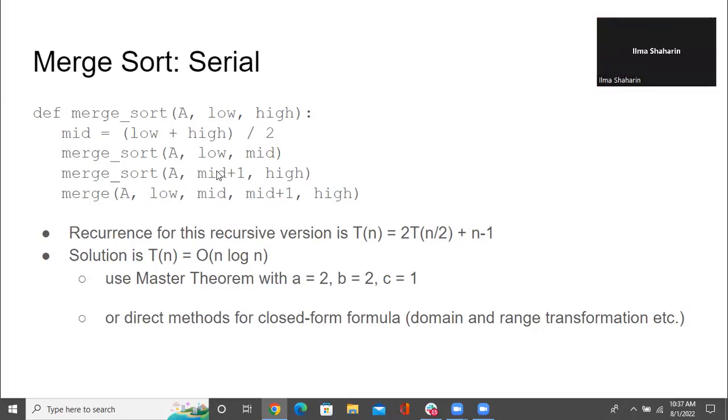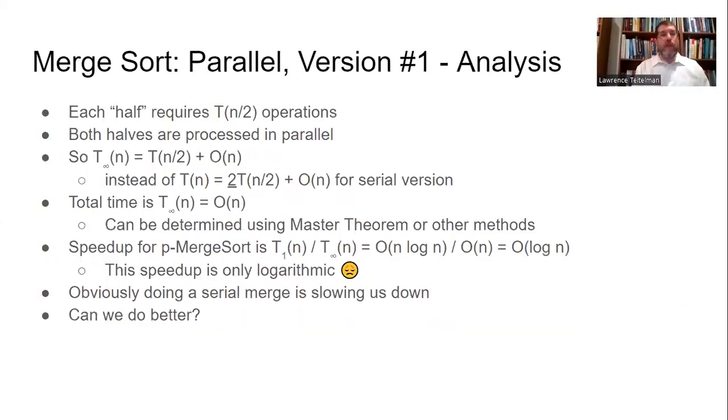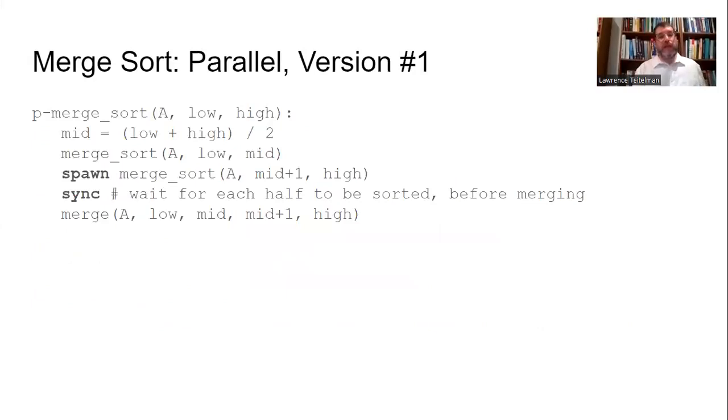So we could basically spawn a separate process for the right-hand side. And then, of course, we have to synchronize, wait for both sides to be done, and then we merge them.